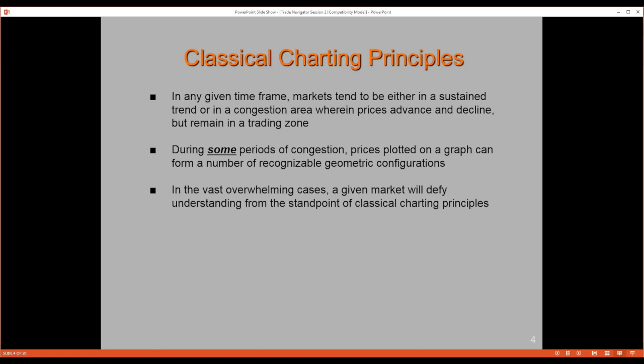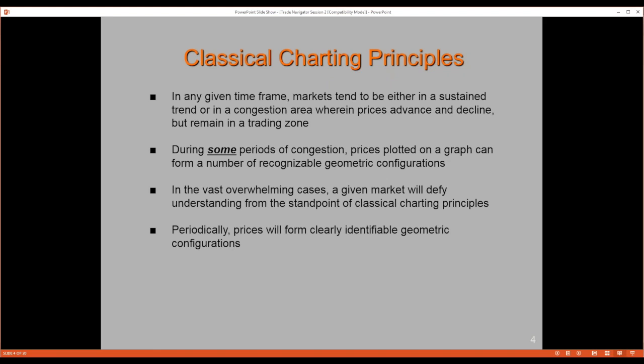I make this claim not only about classical charting principles, but about any form of understanding the markets, whether it's Elliott wave or Gann or whatever it is. The reality is that we may try to understand the market given the tools that we have, but more often than not, the markets will defy understanding or reason based on how we're trying to understand the market.